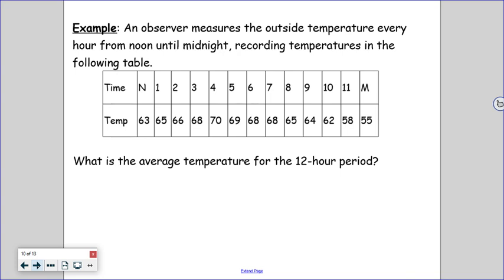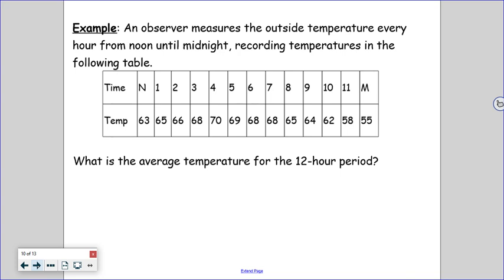On this one, an observer measures the outside temperature every hour from noon until midnight. They record the temperature in the following table. I want to clarify this table real quick because it has N and M listed in there, and that's just so we don't confuse if they had put 12 for noon and 12 for midnight. They didn't use military time here. But that's where we start at noon, and then 1 o'clock, 2 o'clock, 3 o'clock. Those are the temperatures they give us.